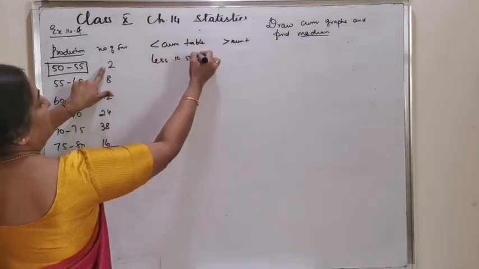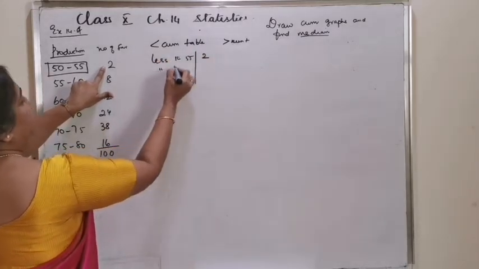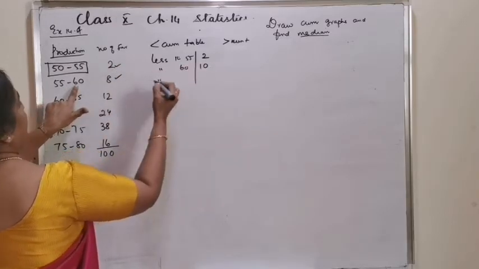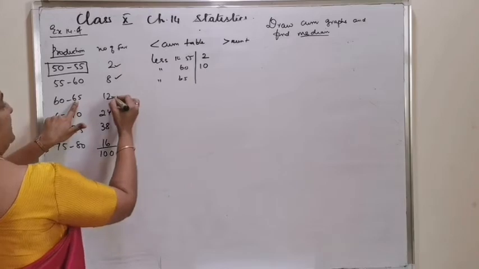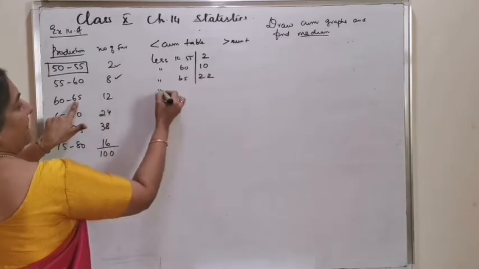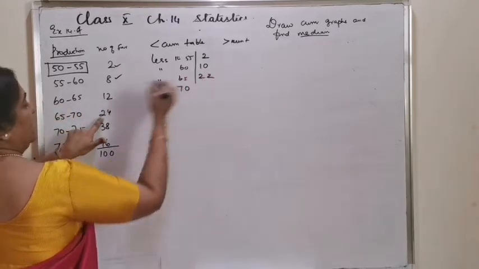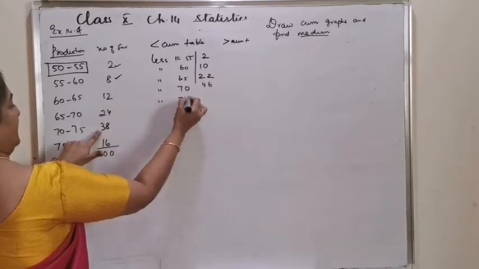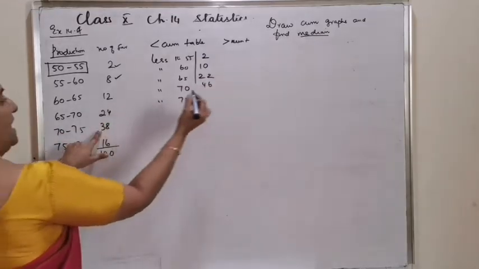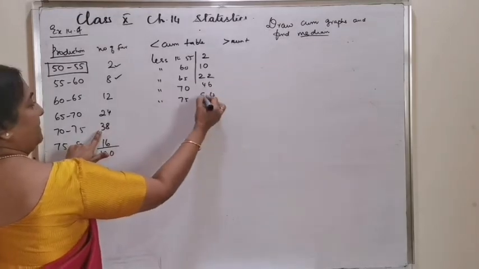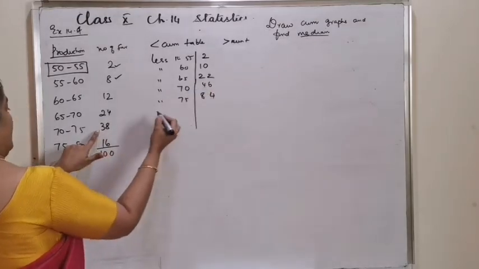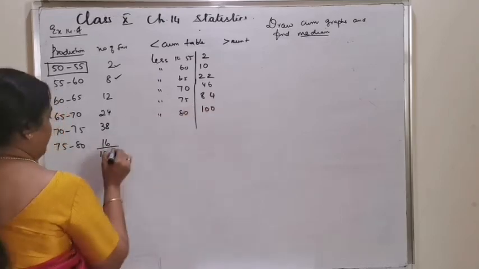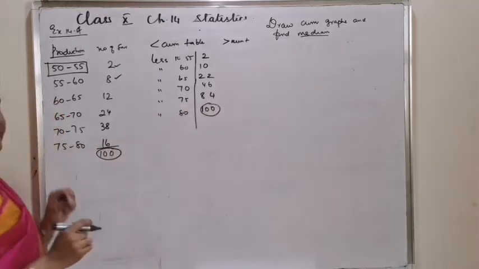Less than 55, the frequency is 2. Less than 60, it is 2 plus 8, 10. Less than 65, 10 plus 12, 22. And less than 70, 22 plus 24 is 46. Less than 75, 46 plus 38, 84. Less than 80, 84 plus 16 is 100. That means your totaling is correct.